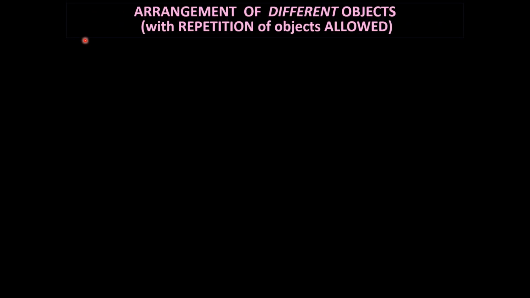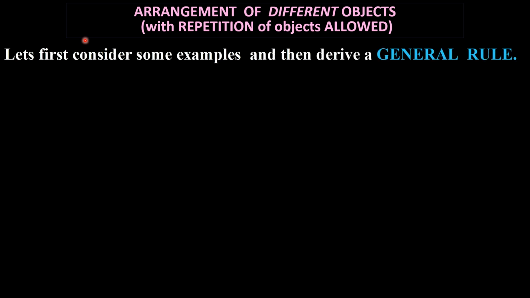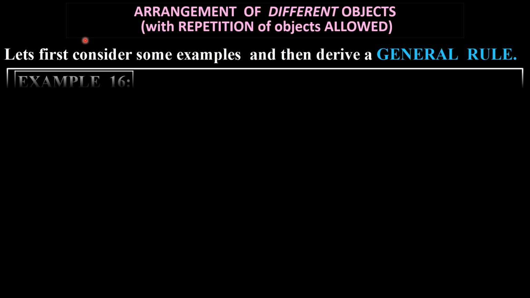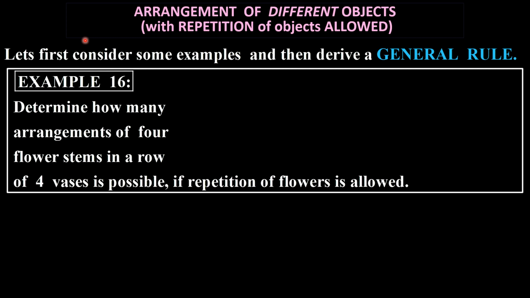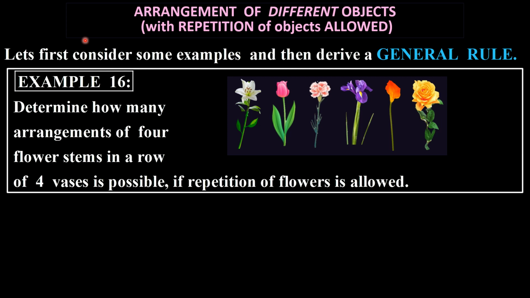Next, we're going to look at arrangement of different objects, but with repetition of objects being allowed. So let's take an example, and by looking at these examples, we'll be able to determine a general rule that can be applied for answering this type of question. So determine how many arrangements of 4 of the 6 flower stems in a row are possible if repetition of flowers is allowed.